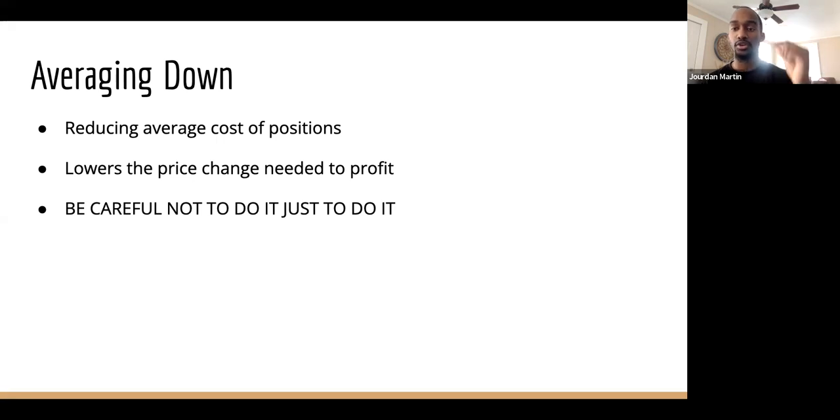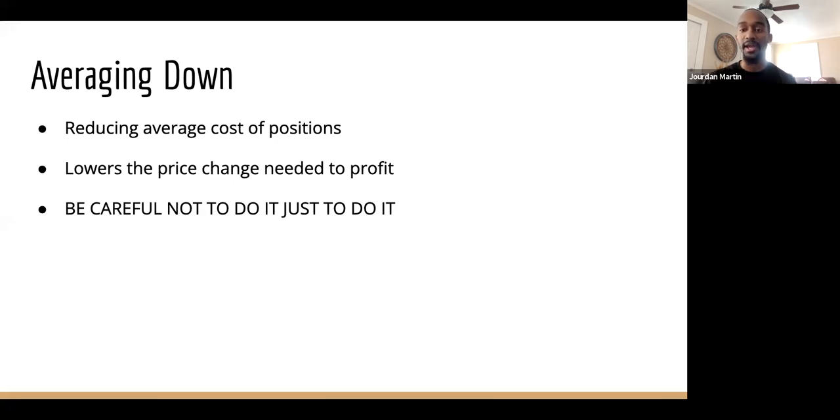And even though your average cost has dropped down, you still put more money in. So it lowers the price, right? So you can have a higher chance of profiting when it goes back up. But again, you want to make sure that you're not just doing it just because.